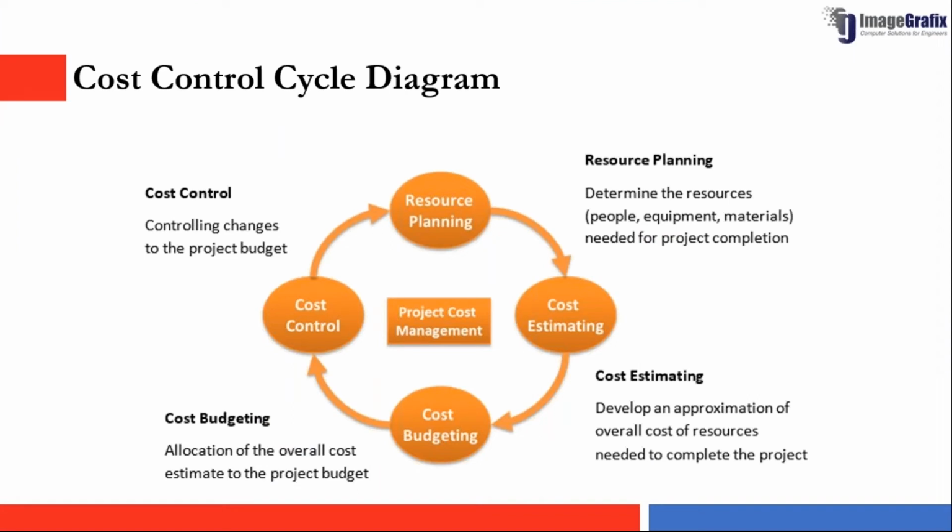The cost control cycle diagram. Like I was telling, the first step is identifying resources, so resource planning. Once we get the project, we'll be breaking it down into work breakdown structure, then into activities. Then we will be identifying what resources are required for your project. Then based on our prices for these resources and efforts, we will be estimating what will be the cost of this project. Then cost budgeting.